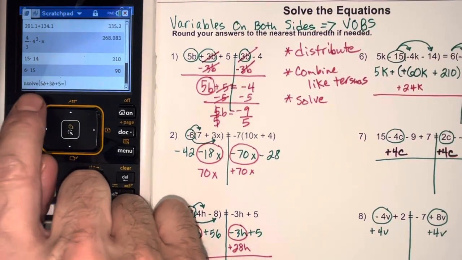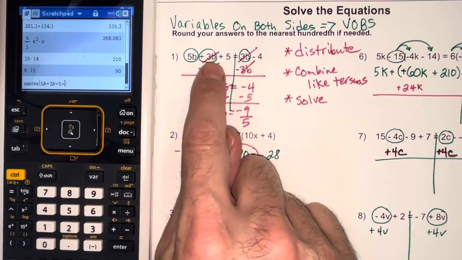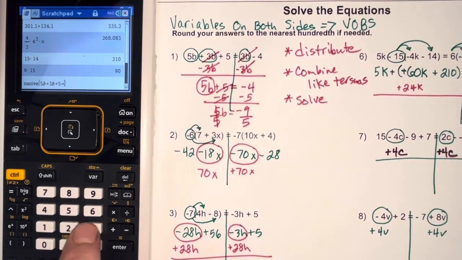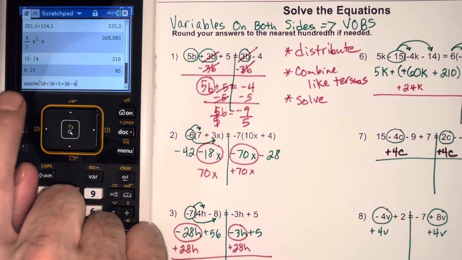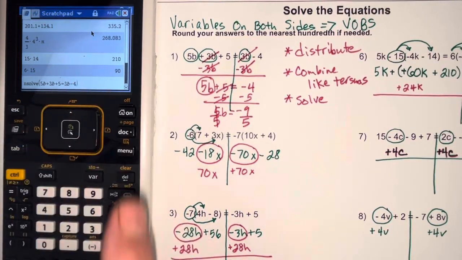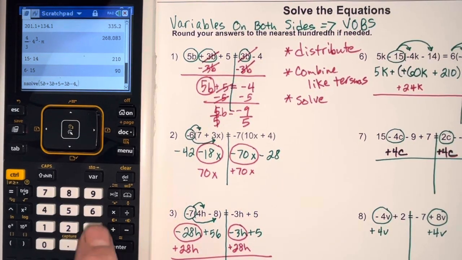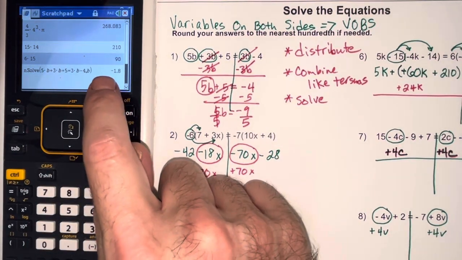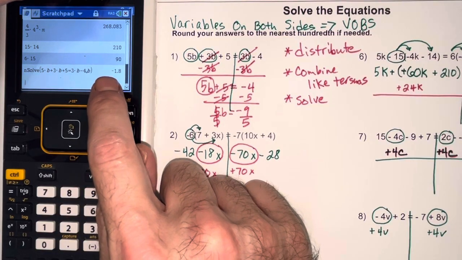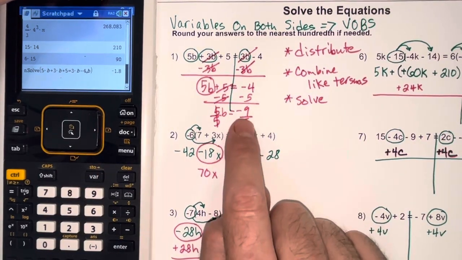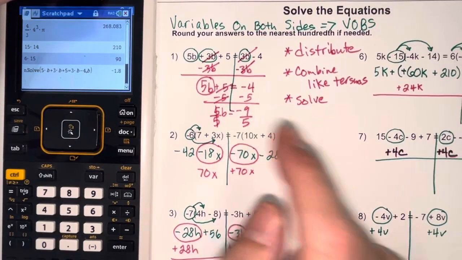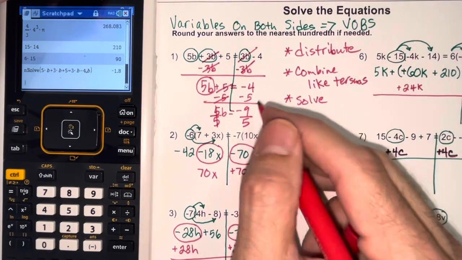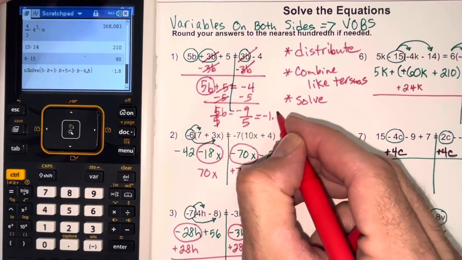So we got nSolve, parentheses, 5b plus 3b plus 5 equals 3b minus 4. Now don't just type it in there, that's what is being solved. Now we're going to put in the comma, and we're going to solve for b, and then close what we're solving. And we hit enter, and so that's -1.8, and we ended up with -9/5, and if we divided that out, we would have ended up with b is equal to -1.8.